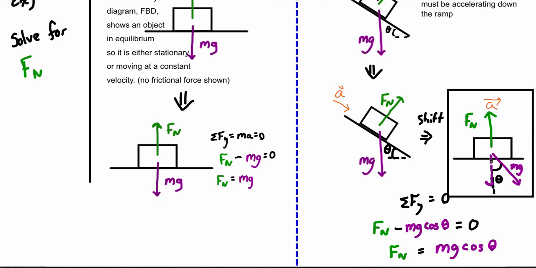To find this component, this is my adjacent side to this angle. So when I find the component, I'm going to use cosine of the angle because it is the adjacent side. Now when I isolate my normal force, I'm going to move this mg cosine of theta by adding mg cosine of theta to both sides. And I come up with this expression, or equation, for the normal force.